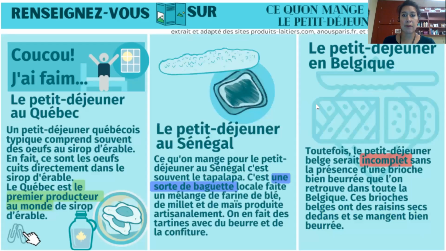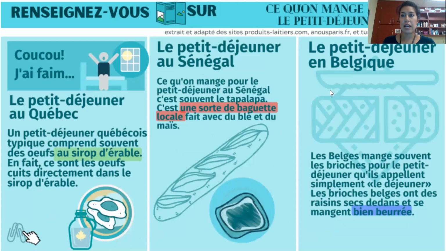Okay, I'm going to skip back to the beginner. And I just want to give you a little clue. So up here, you see where my arrow is, where it says sur. Sur means on or about. So in this context, it is about, and then whatever this title is. So that when you read this title, it tells you what it's about. So this title says, Ce qu'on mange pour le petit déjeuner.